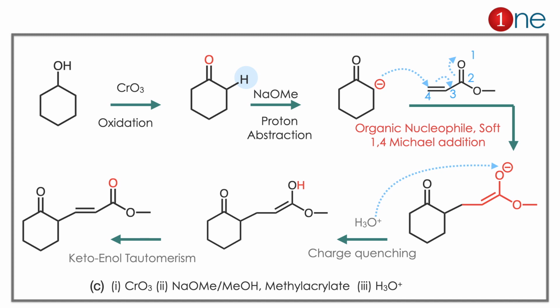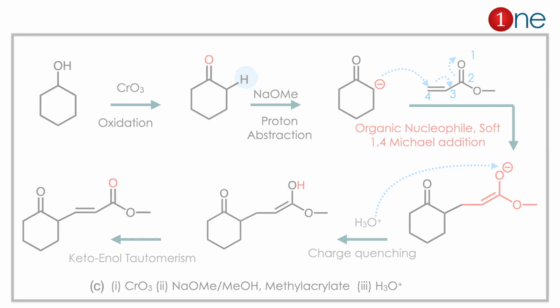Here you have to learn two important things. One is you are creating the active hydrogen by the carbonyl formation, which creates the possibility of CC bond formation. The second thing is Michael addition. If you have an organic nucleophile, it is very soft. It always undergoes 1,4 Michael addition, not 1,2 addition.